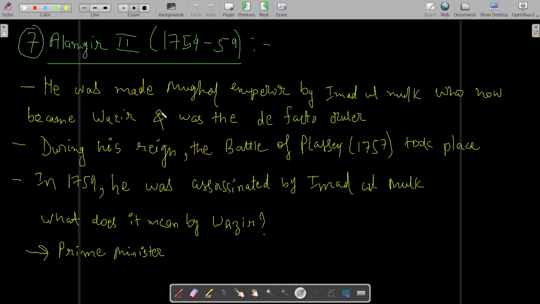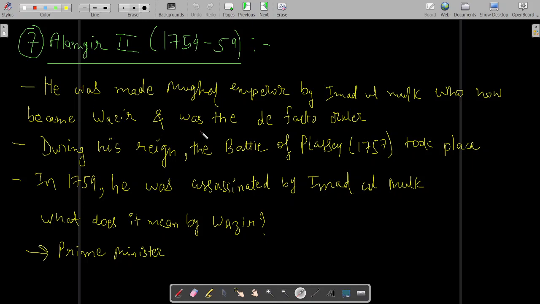So he had become the de facto ruler at Delhi, and he had made Alamgir II the Mughal emperor too. So that's the thing. It means the king is completely dependent on his nobles. He is not able to do anything on his own. The king is unable to do anything on his own. He is completely dependent on his nobles.